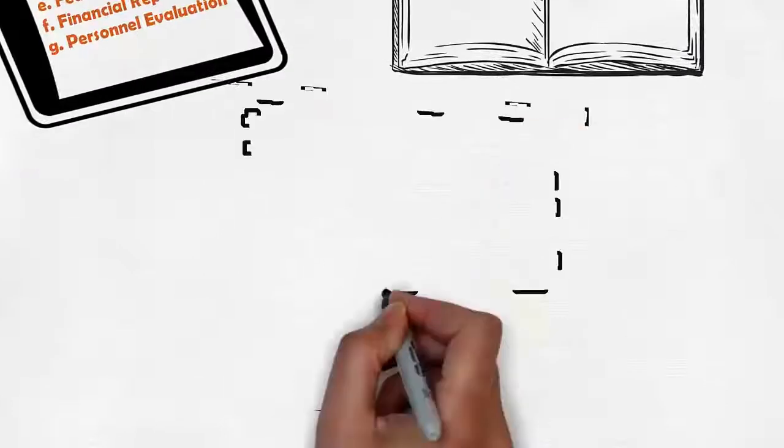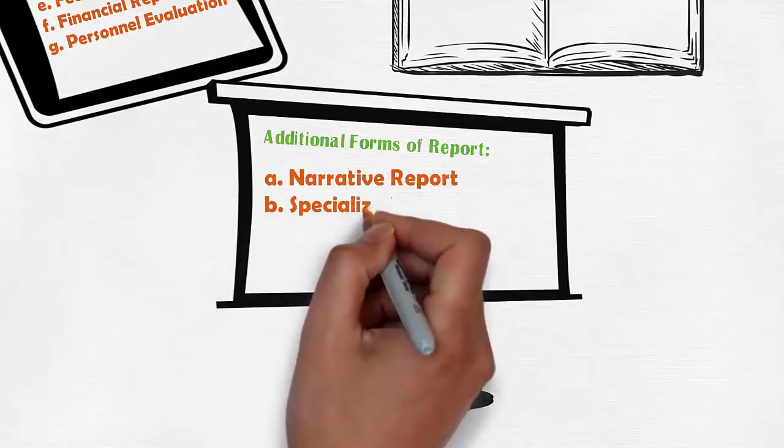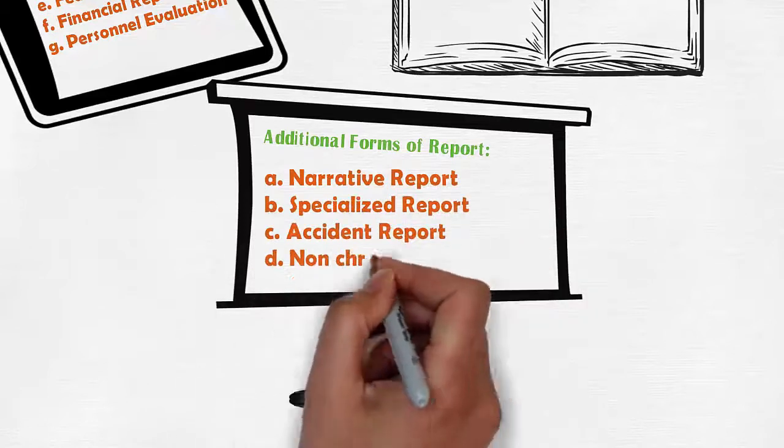There are some additional forms of report: narrative report, specialized report, accident report, and non-chronological report.